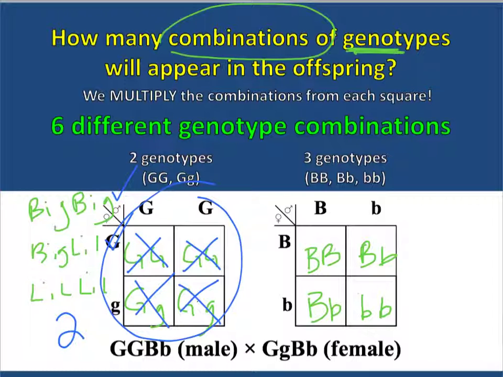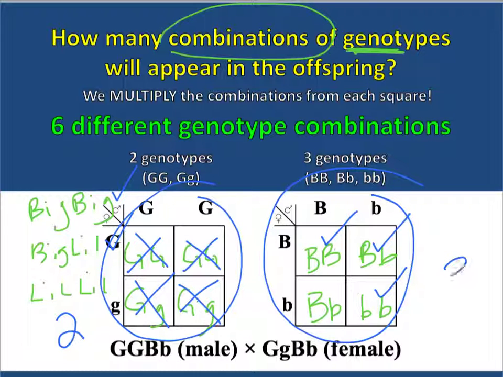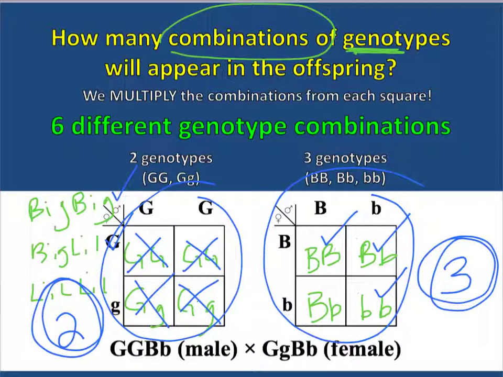Then you're going to do your same checklist over on your B box. Do you have a big? Yes. Do you have a big little? Yes. Do you have a little? Yes. So you have 3 different types here. Then all you do is multiply the 2 from the G box and the 3 from the B box, and your answer would be 6 different combinations.